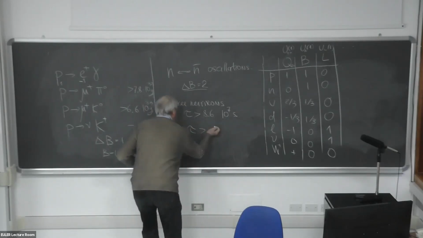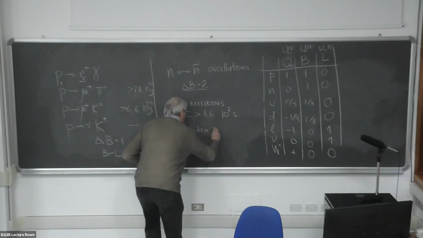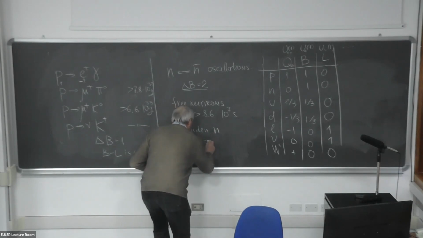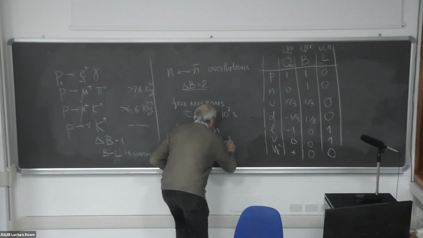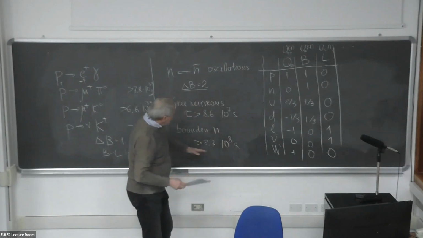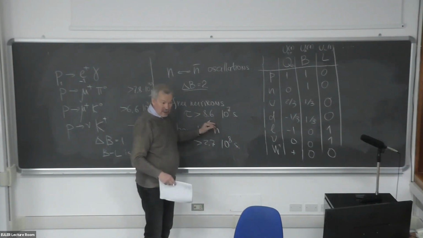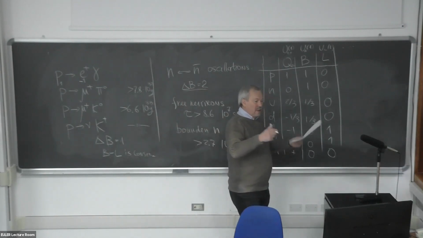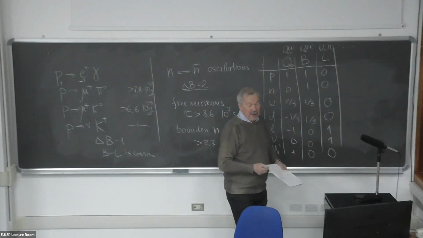So, the bound for bound neutrons: the lifetime is bigger than 2.7 × 10^8 seconds. What is interesting is that the bound here is not extremely stronger than this one, in spite of the fact that, of course, you have a lot of nuclei and you can consider a huge number of nuclei and neutrons. The bound is not so strong.